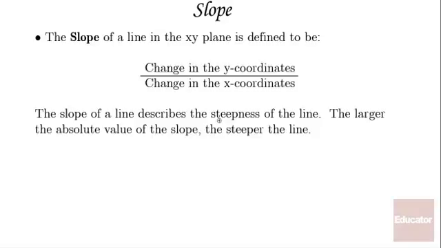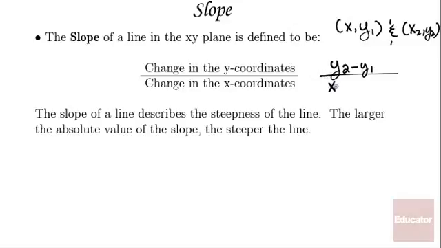The slope of a line in the xy plane is defined to be the change in the y coordinates over the change in the x coordinates. If I have two pairs of coordinates, the first coordinate pair, x1, y1, and the second pair, x2, y2, then I can look at this slope formula as y2 minus y1 over x2 minus x1, where x1, y1, and x2 and y2 are members of those coordinate pairs.